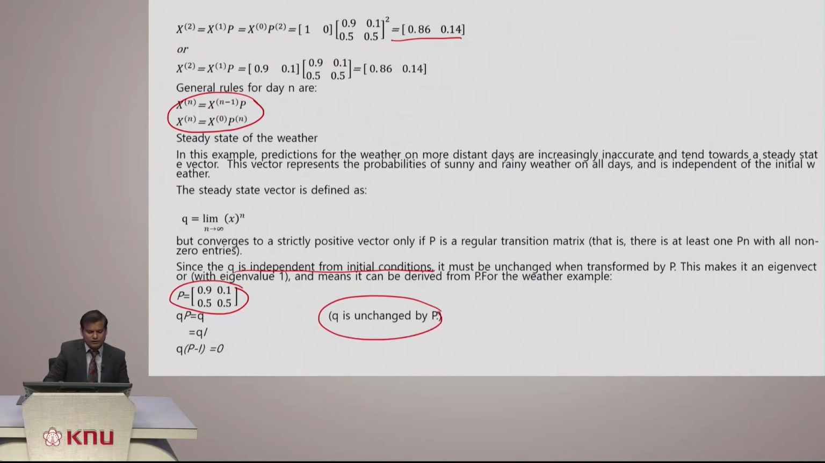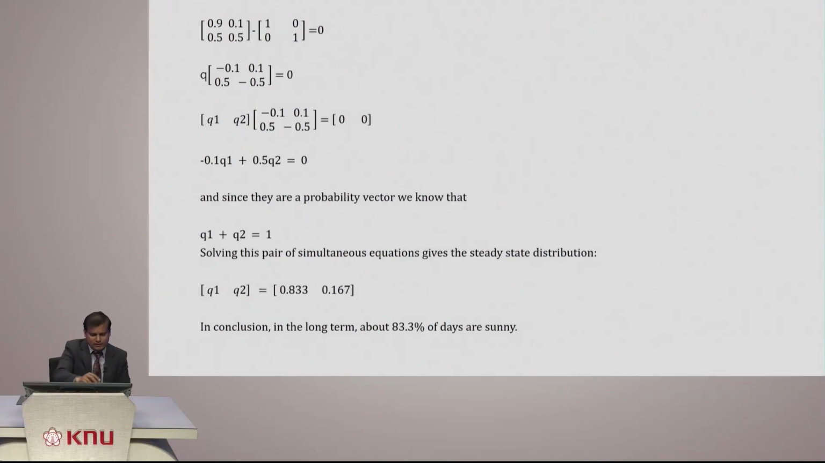So that's where we are going to see how the P and Q are related to one another in this whole process, and the simple probability vector measures of the simultaneous equations when it reaches the steady state distribution is given here. So in conclusion, we come to know that 83.3% days are sunny.